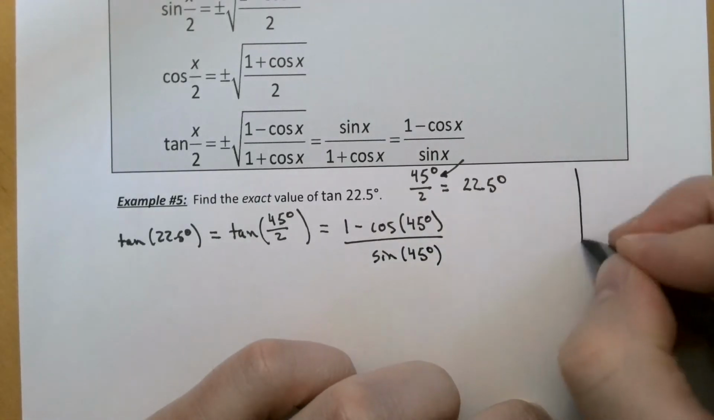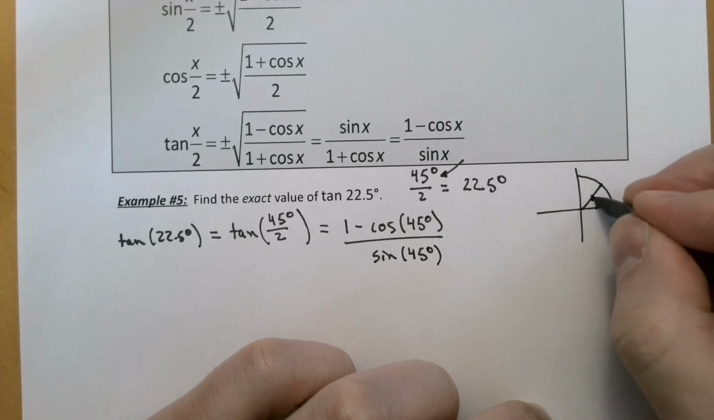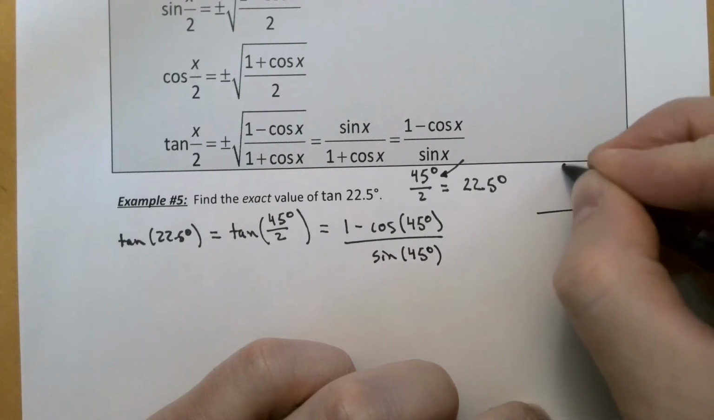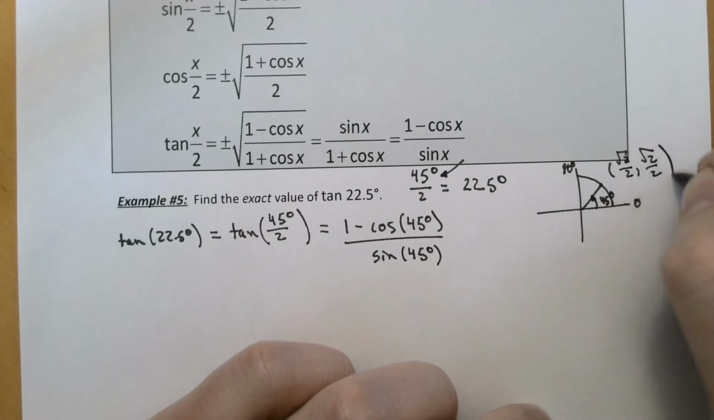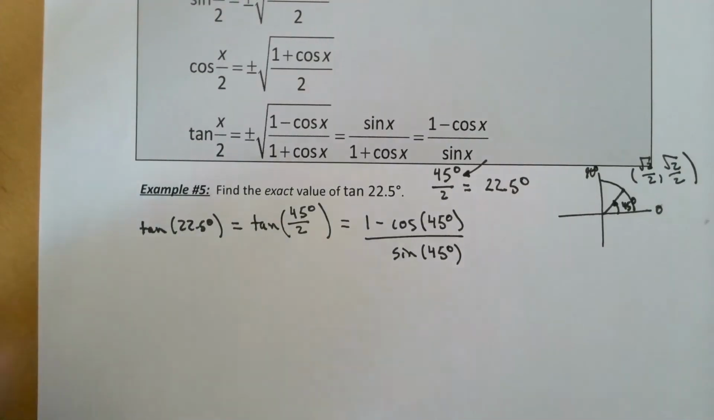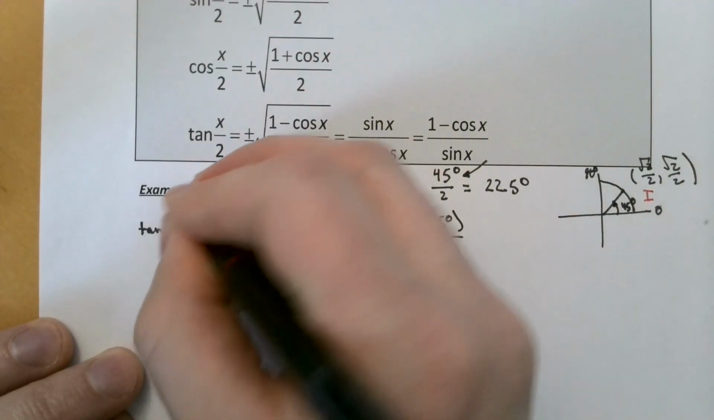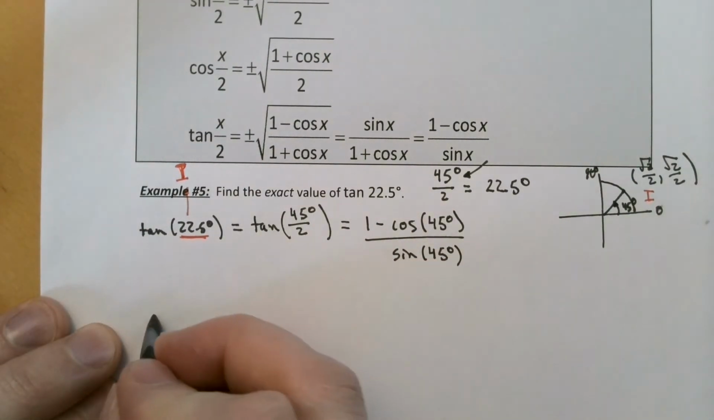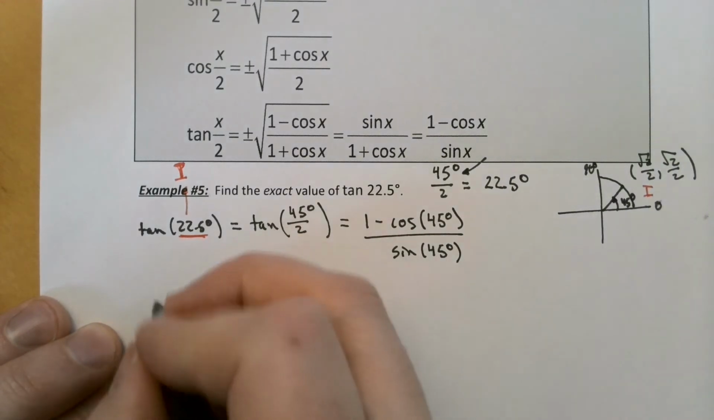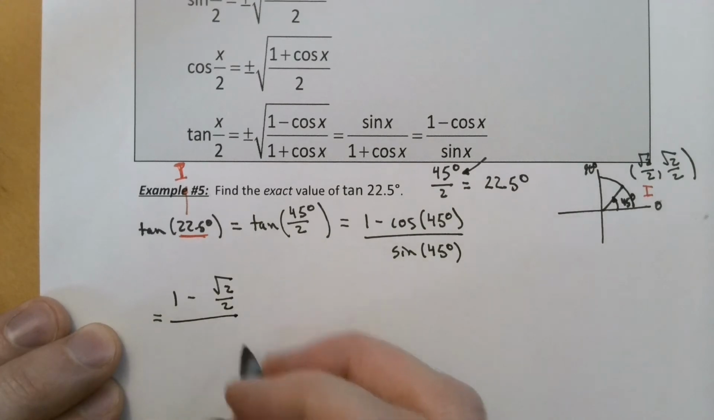Let's quickly dip into our memory banks of our unit circle. Where's the 45 degree angle? It is here, halfway between 0 and 90 degrees, and the ordered pair associated with that angle is root 2 over 2. Note, by the way, that 22.5 degrees is in quadrant 1, so whatever our results are, we don't have to worry about the signs. That means we can rewrite this expression as 1 minus the square root of 2 over 2, divided by the square root of 2 over 2.